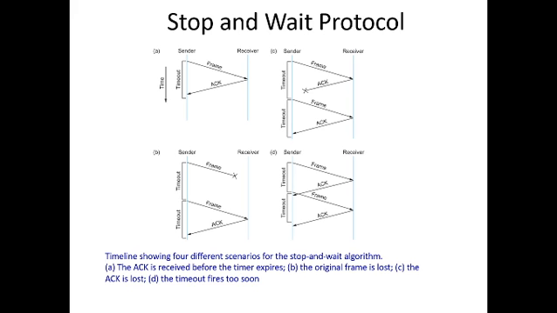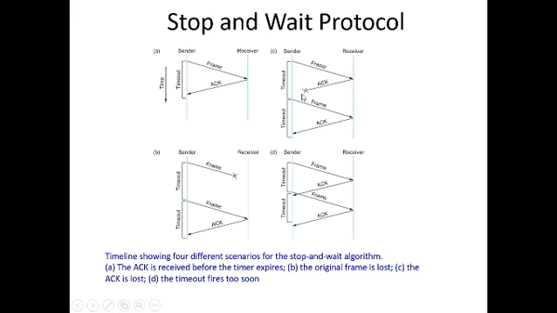The second scenario is figure B. A frame has been sent from the sender towards the receiver, but the frame is getting lost in the middle. After the timeout, the sender will be waiting up to the timeout period. Then the sender will be sending the frame once again, and the receiver will be sending the acknowledgement. That is figure B.